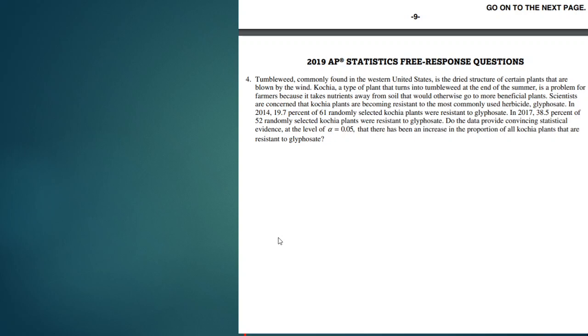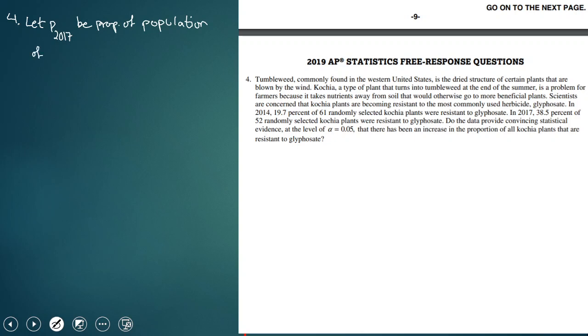Okay, so what I would say, let P2017, P representing the proportion, be the proportion of the population of kochia plants in the Western US that were resistant to glyphosate in 2017.